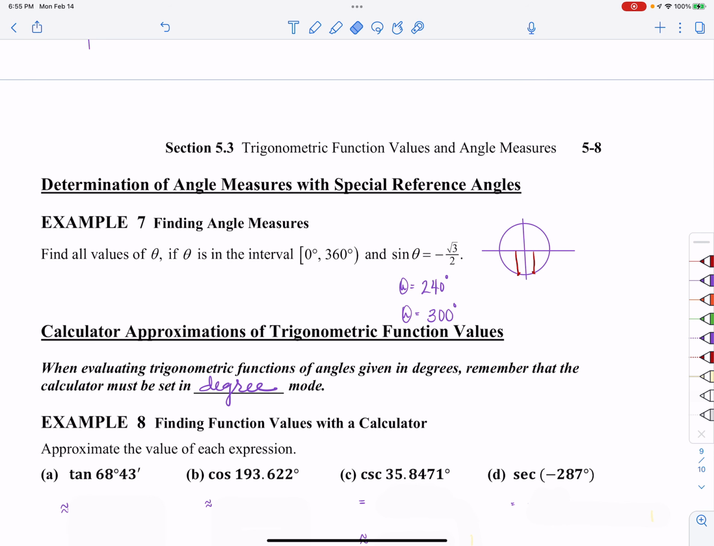All right, in the next video, we'll be talking about calculator approximations. So before you start the next video, go ahead and grab your calculator.